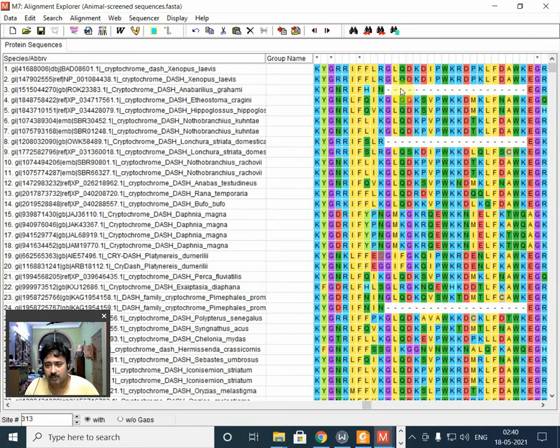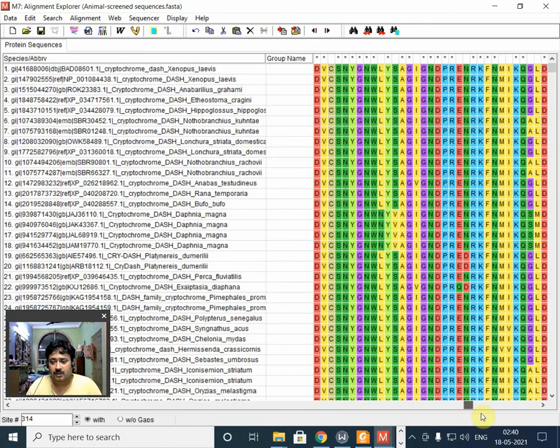So what will be done later, when we create the tree, is we have to check whether these three species, and this one and this one, are coming in the same clade or not, that is, during evolution, whether they diverged at one particular time. Most probably they will. Okay.